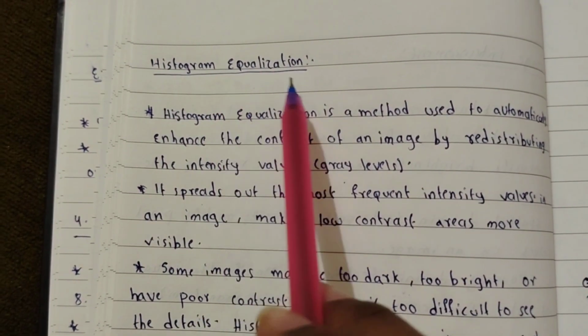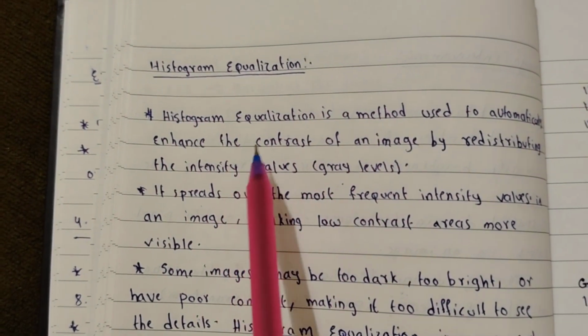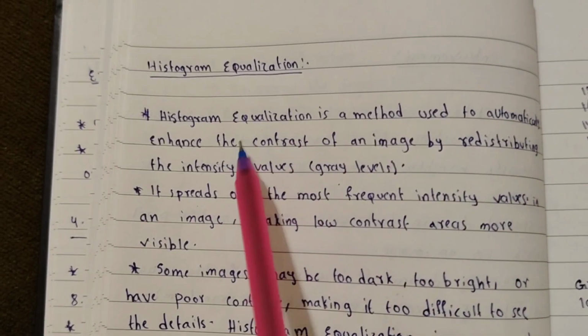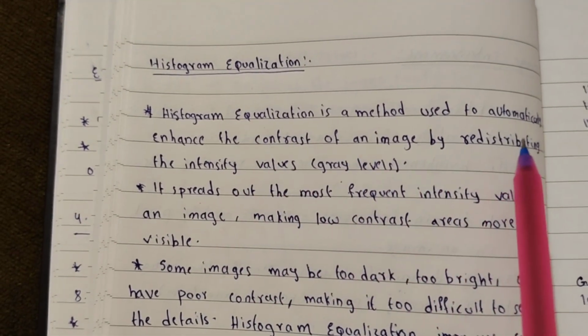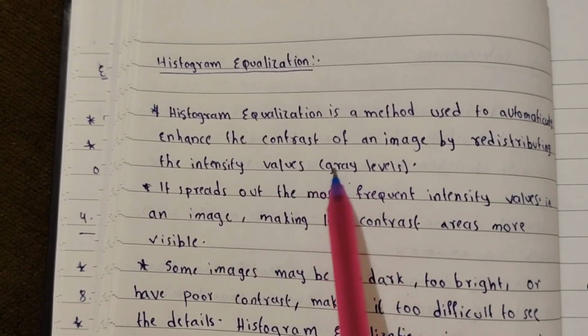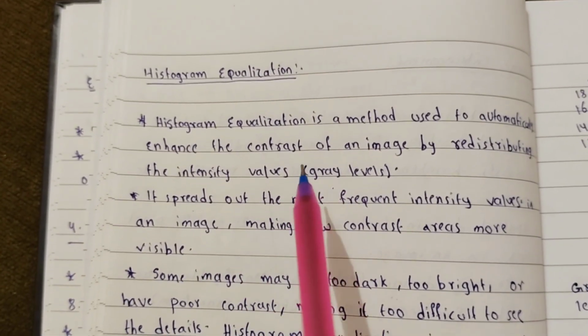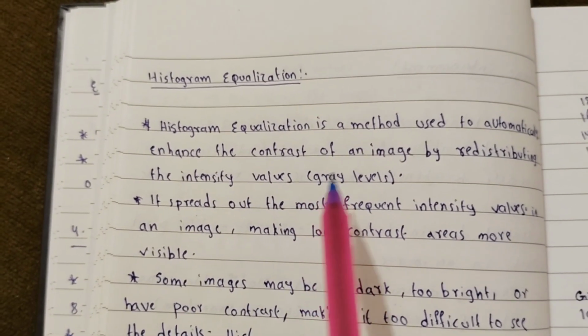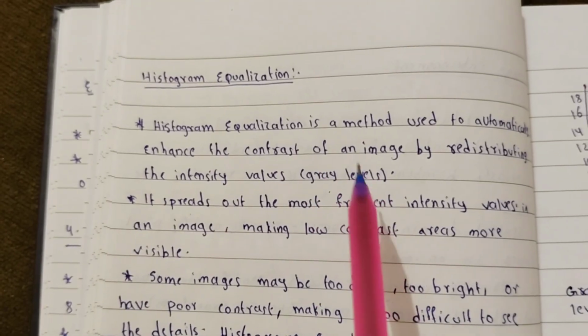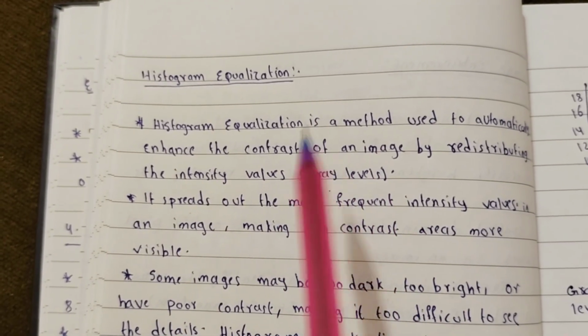Today we will see about histogram equalization. Histogram equalization is a method used to automatically enhance the contrast of an image by redistributing the intensity values, which are gray levels. It is a method of image enhancement only. Basically, what it will do is redistribute the intensity values in the image itself.